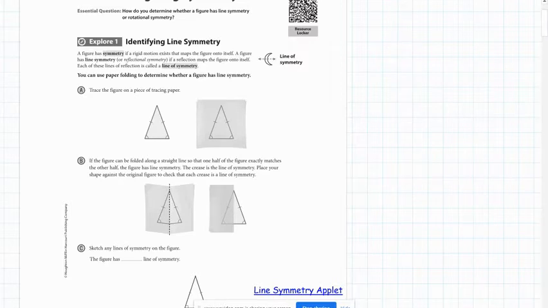symmetry and rotational symmetry. So line symmetry is when you can draw a line such that the left half and right half of the line are exactly the same, meaning when you fold your paper on that line, one side folds exactly on top of the other.